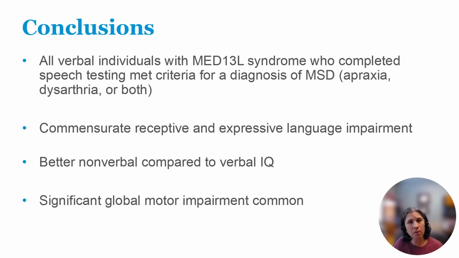So to summarize our main findings, all verbal individuals who completed speech testing met diagnostic criteria for at least one motor speech disorder, so apraxia, dysarthria, or both. In addition to speech impairment, children exhibited universally impaired language skills with similar performance across receptive and expressive tests. Children typically exhibited an intellectual disability, but with a relative strength in the area of nonverbal cognition. And lastly, most children exhibited globally impaired motor skills.